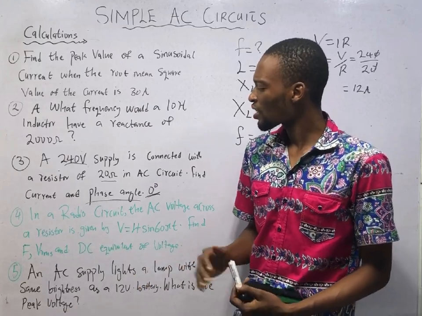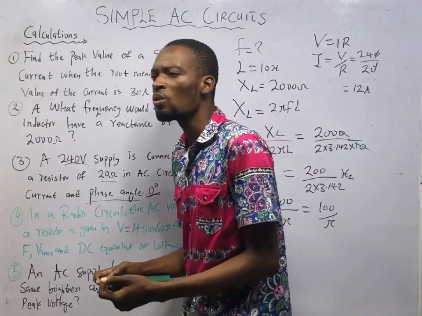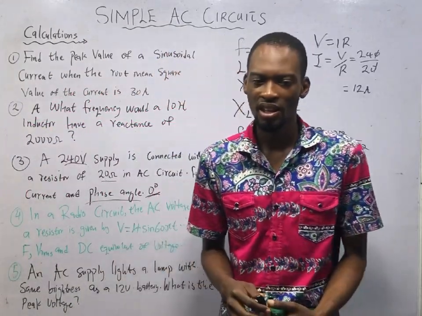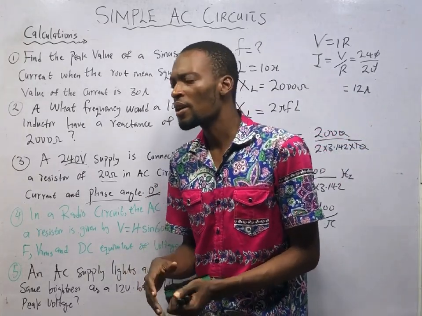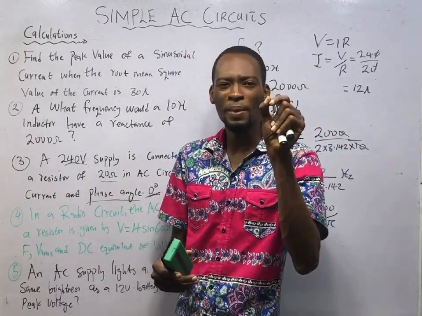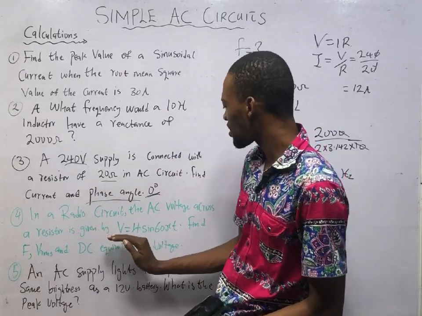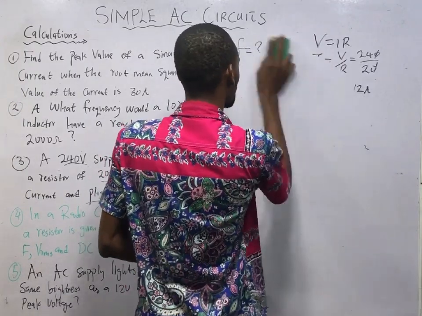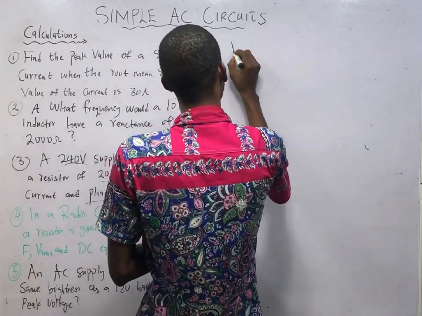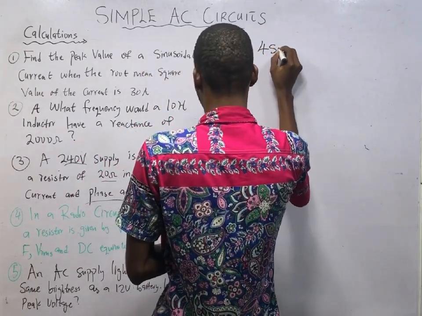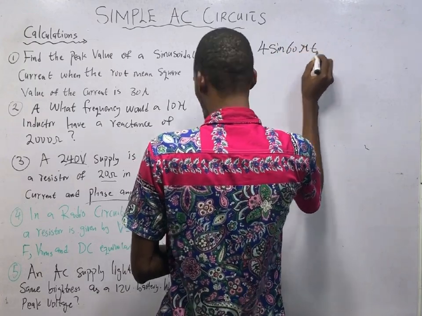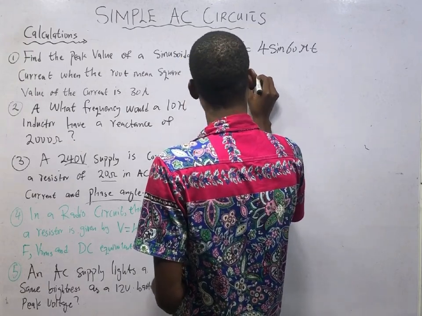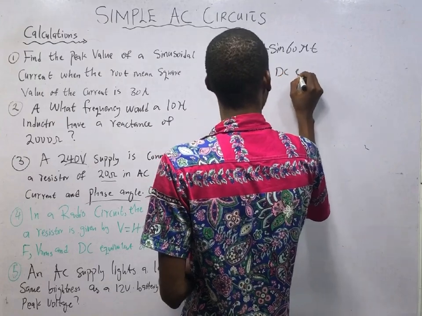And the next question: in a radio circuit, transmitting and receiving in radio is possible as an application of resonance. I explained resonance earlier, a point where inductive reactance equals capacitive reactance. So in this radio circuit, the AC voltage across a resistor is given by V equals 4 sine 60 pi t. Find the frequency, the root mean square voltage, and the DC equivalent.